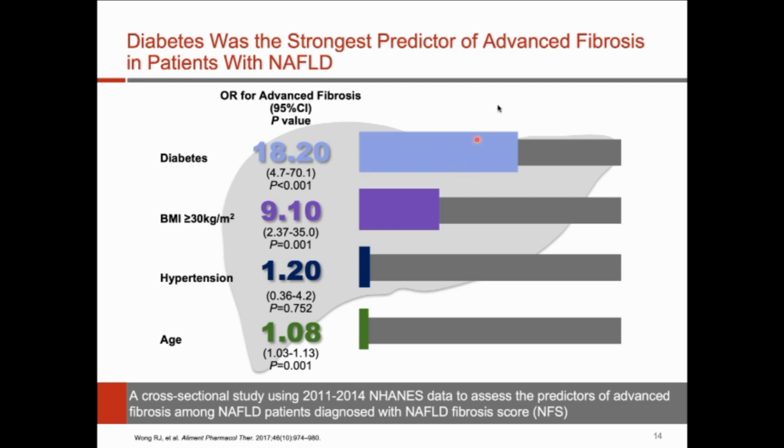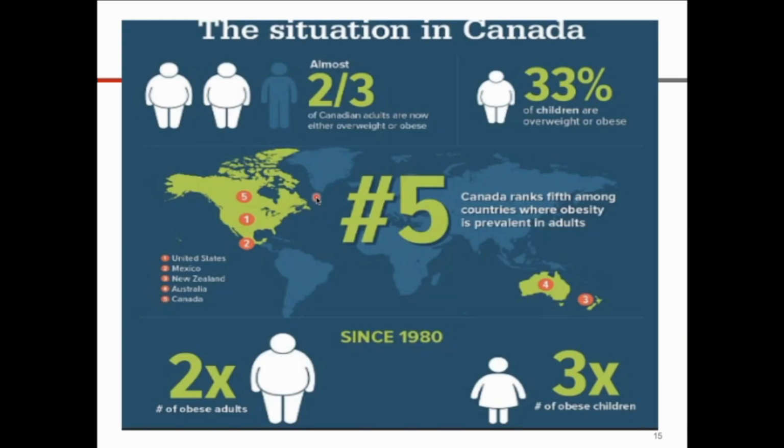So who are these people that are at highest risk of cirrhosis? Well, this was taken from the NHANES data, and it shows that without a doubt, people with type 2 diabetes are at the highest risk for developing progressive liver disease from NASH, followed by those with elevated BMI, which is obese, hypertension, and age. So you'll look at this and you go, I know who these people are. Those are the same people, and they basically classified it as metabolic syndrome. So let's look at what's happening in Canada. 2/3 of Canadians are now either overweight or obese, and 1/3 of our children are overweight or obese.